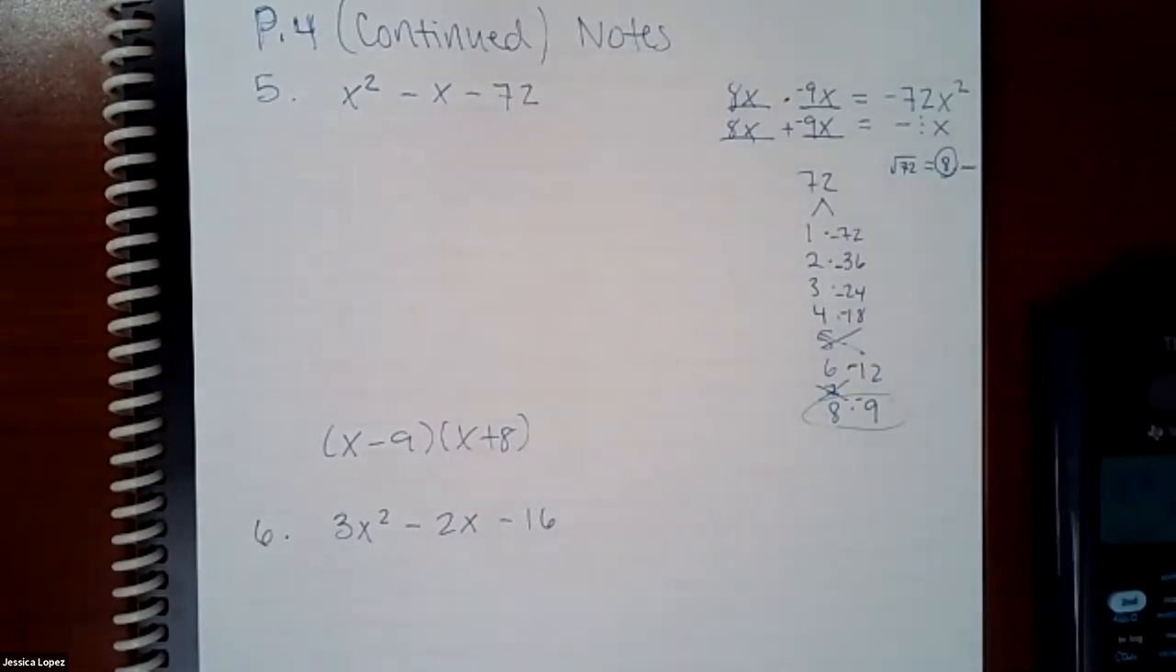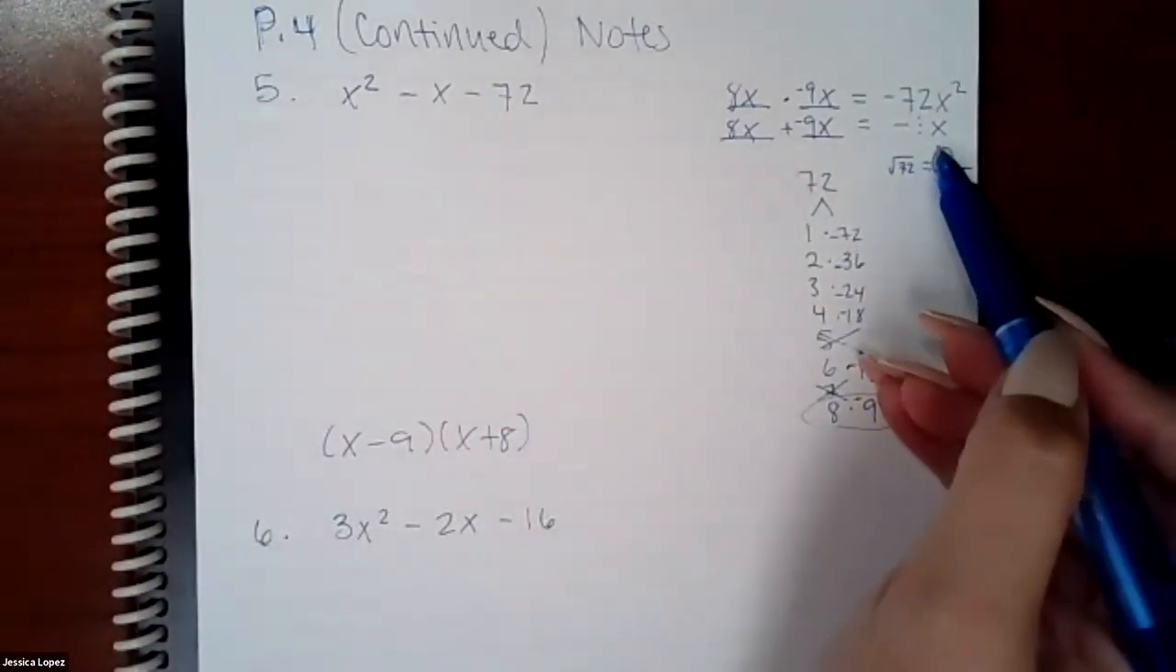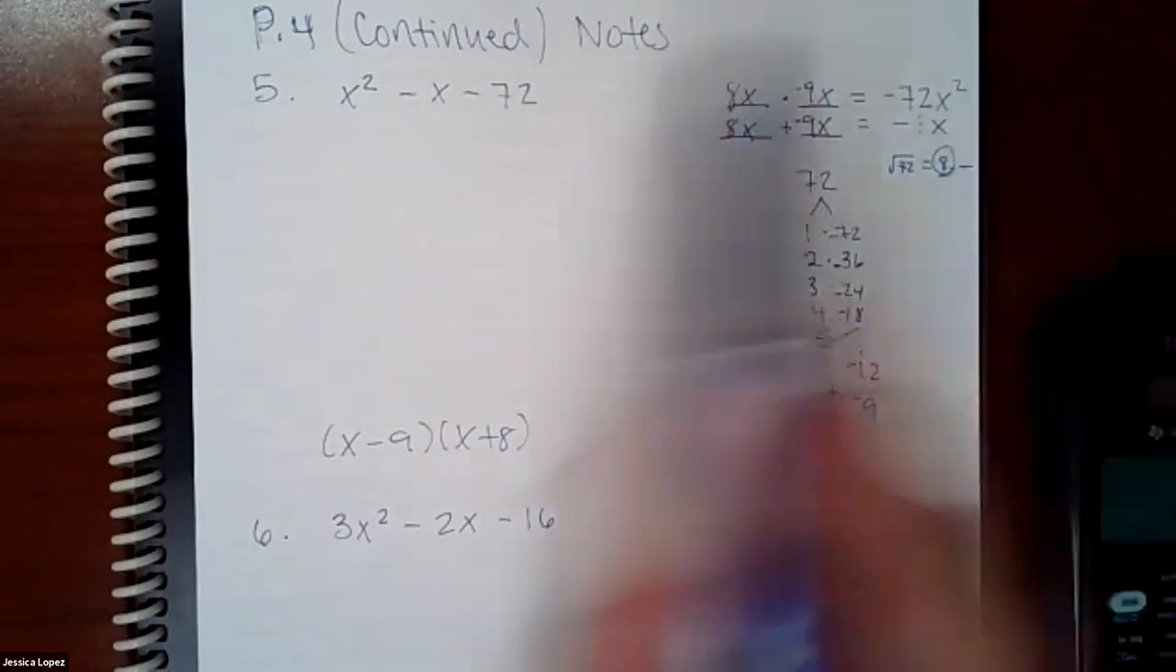So then just double check it. We've done all the logic, all the thinking part. Double check it. Is 8X times negative 9X equal to negative 72X squared? It is, so we're good there. And then is 8X plus negative 9X equal to negative 1X or negative X? It is, so we've got the right breakdown, okay?